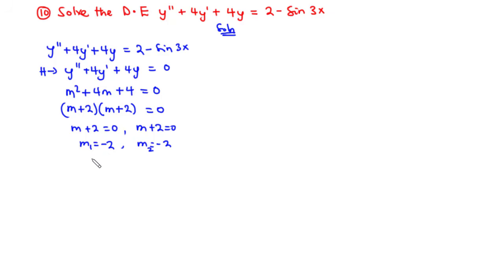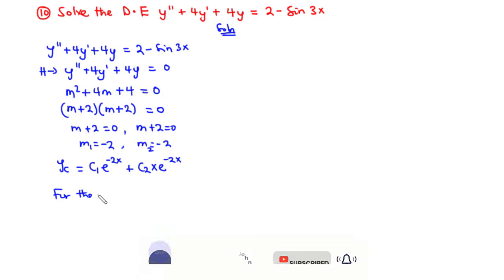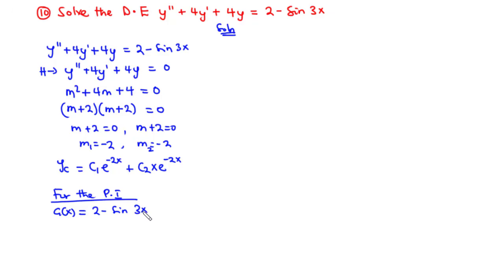So since the two roots are real and equal, we have the complementary function equal to c1 e^(-2x) + c2 x e^(-2x). So now let's move on to the particular integral. For the particular integral, we have g(x), the function on the right hand side, equal to 2 - sin 3x.